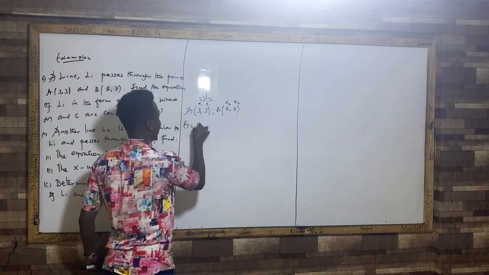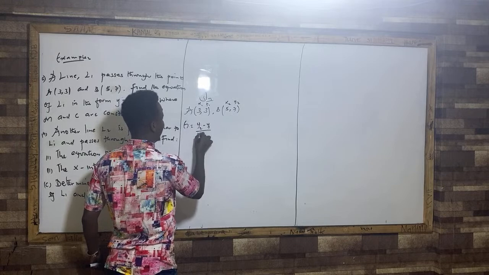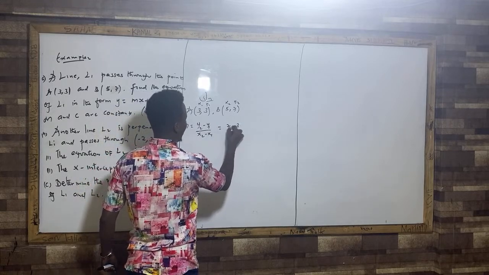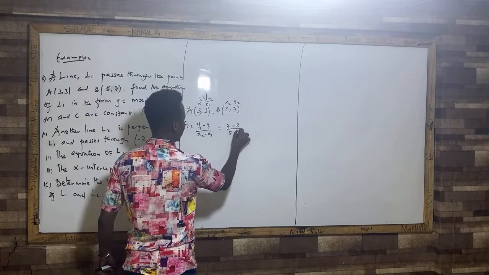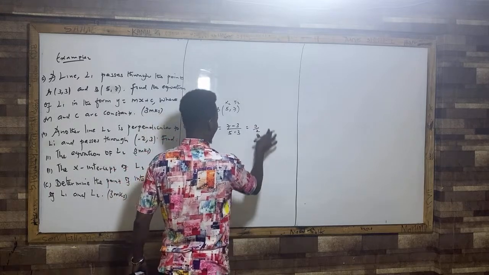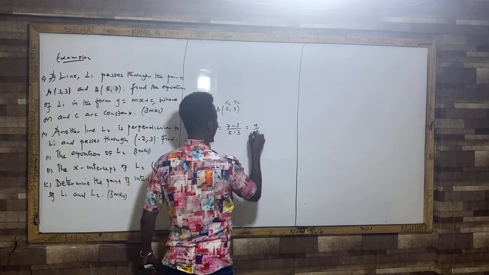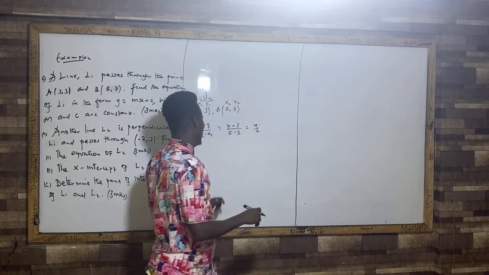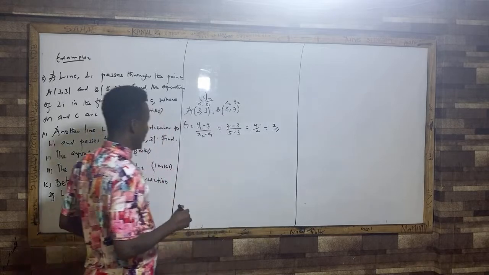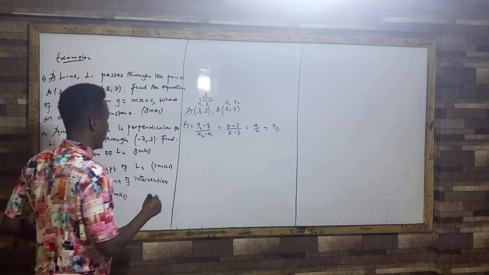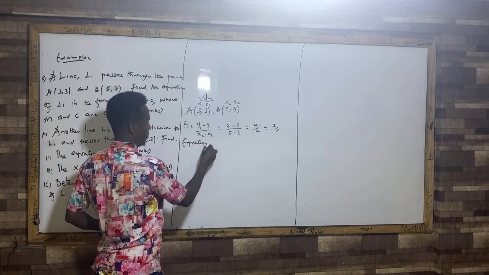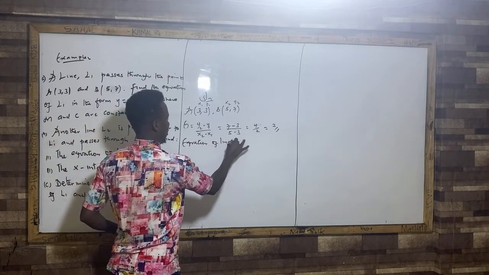Let me get first the gradient: y2 minus y1 divided by x2 minus x1, which is 7 minus 3 divided by 5 minus 3. It will give me 4 out of 2, not 2 out of 2. 7 minus 3 is 4, 5 minus 3 is 2. So this will give you finally 2. That's the gradient of line AB. Then the equation.